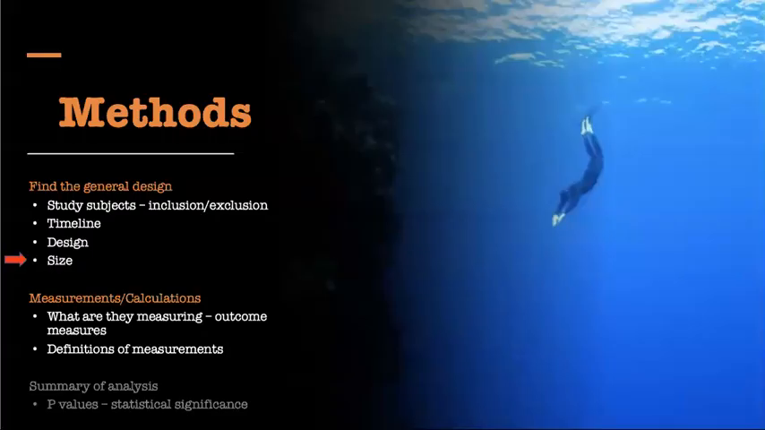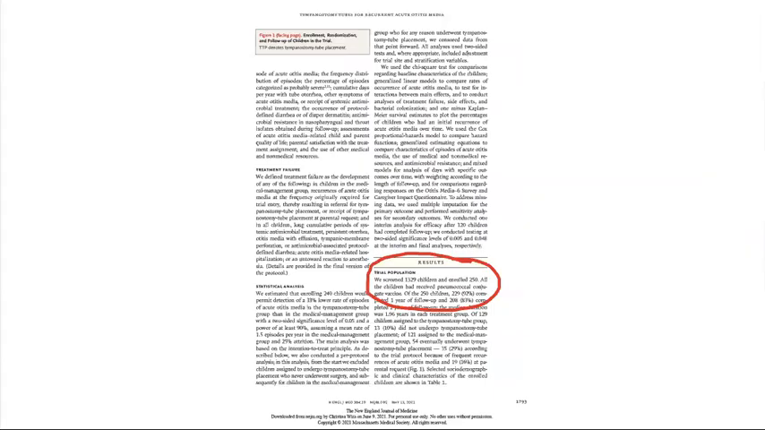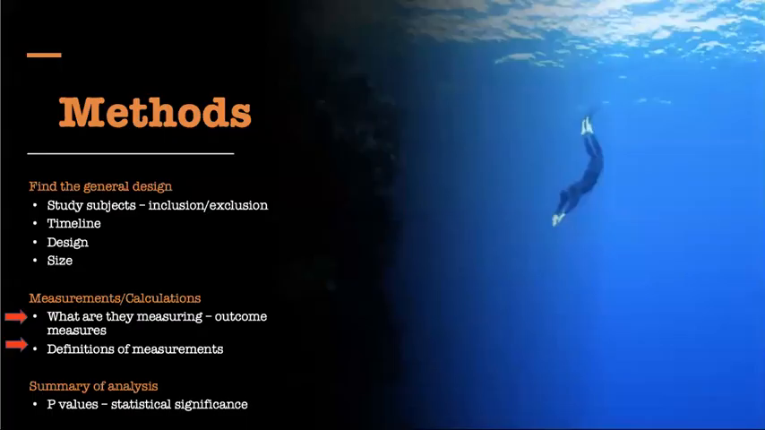Now I'm getting into the size of the study. This is pretty straightforward, okay? So let's look at this flowchart again. In the beginning, we have 1329 subjects at first, right? That's a lot of subjects. But after excluding all of those who didn't meet the criteria, they ended up with 250 subjects. And it's right here as well on page 1793. All right, you see that?